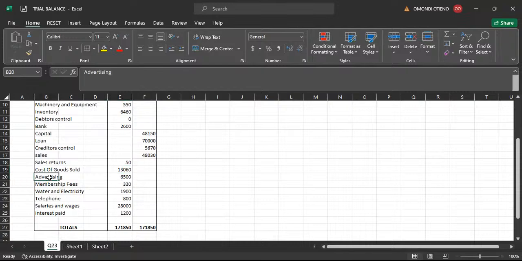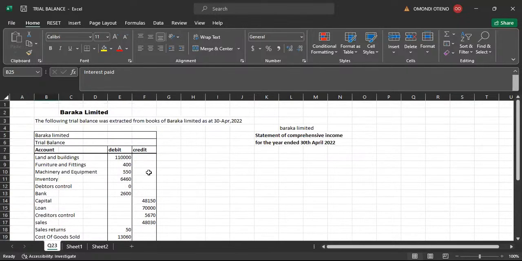We have advertising costs, that's an expense, membership fees expense, water and electricity, telephone expense, salaries and wages expense, interest paid is an expense. So it is just as simple as we are seeing it here. I want us to use this simplified thing to calculate everything. That is the statement of comprehensive income and also the statement of financial position.